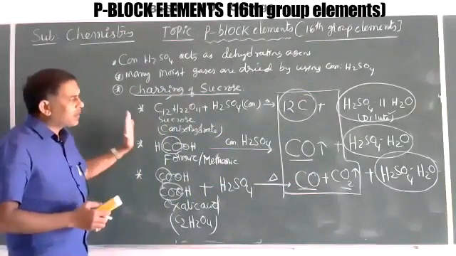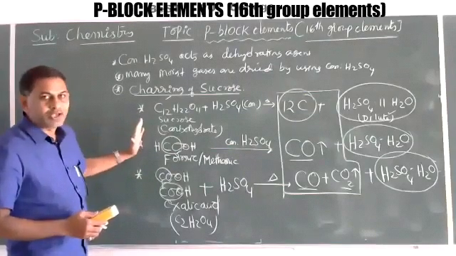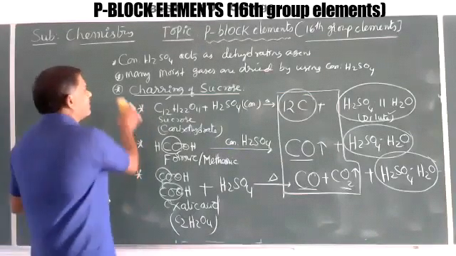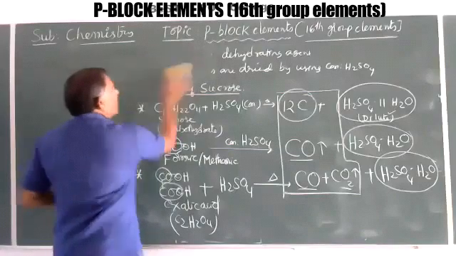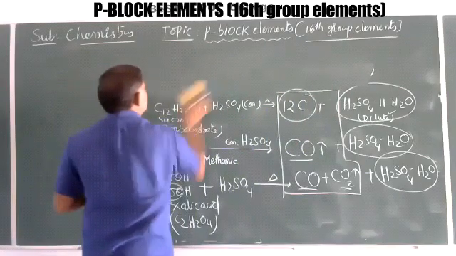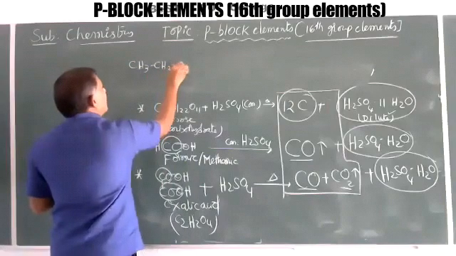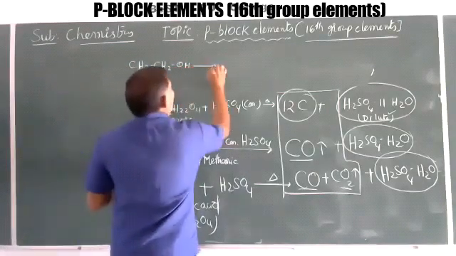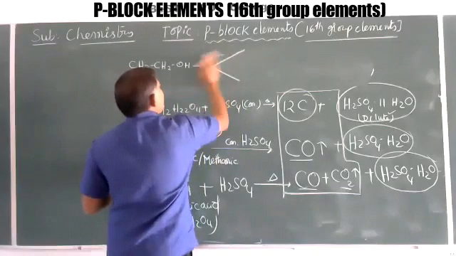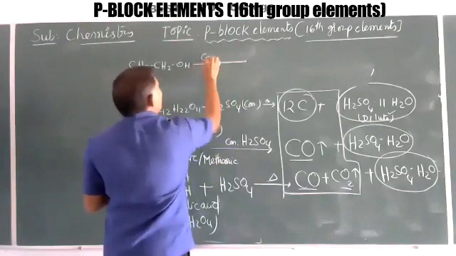So on the basis of this, charring or burning occurs when substances react with concentrated H2SO4. In organic chemistry, in alcohols, phenols and ethers, we already completed one important chemical reaction, that is alcohols reacting with concentrated sulfuric acid. This is CH3CH2OH heated with concentrated sulfuric acid, H2SO4.